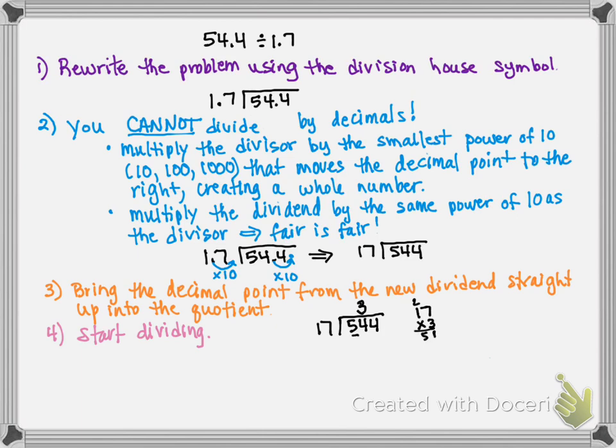Now 17 times 3 is 51. When I subtract, I get a difference of 3. Bring down the next digit, and I think that's 2. Let me just double check. Yep, it's 2. So we multiply 17 by 2, we get 34, we subtract, and we have no remainder. So the answer to this problem is simply 32. Now, not all answers are going to be whole numbers.